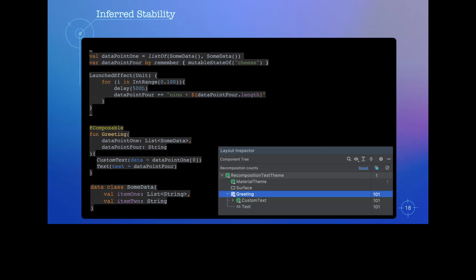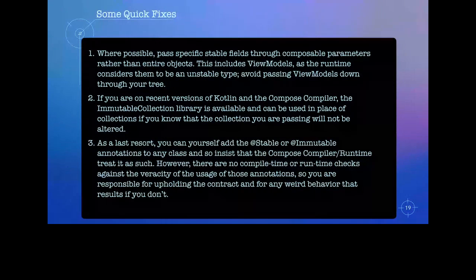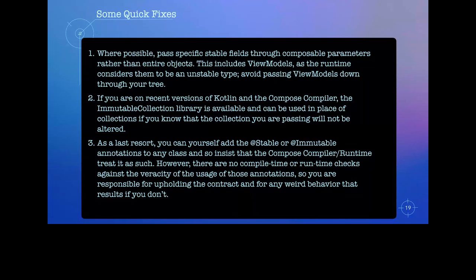So before we move on, what are some quick fixes or suggestions for some of this stuff? Well, wherever possible, you should try to pass specific stable fields through composable parameters rather than entire objects. And that also includes view models. View models being an unstable type, it's probably not the best idea to pass a view model all the way down through your tree. Instead, pick out the fields or the bits of data that you need and pass those individually.